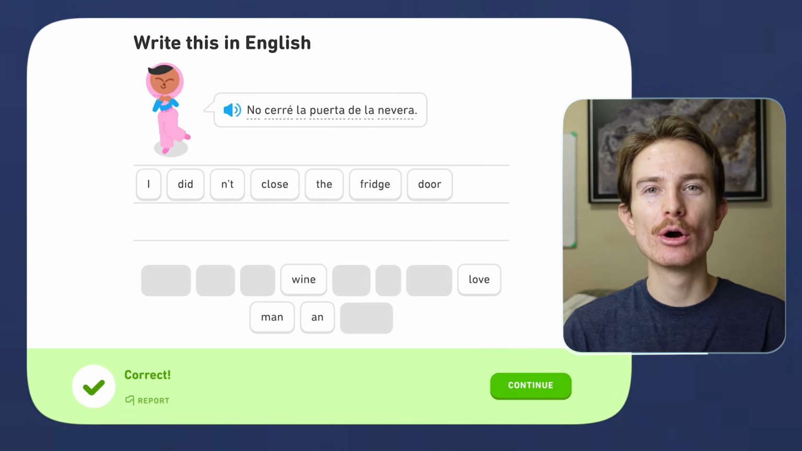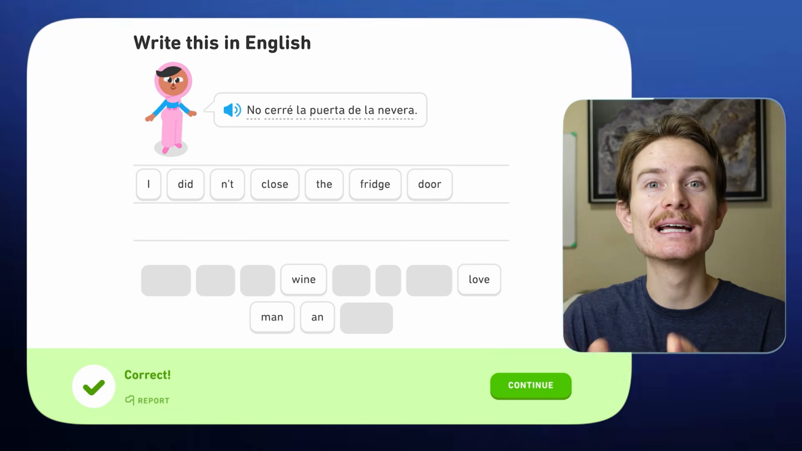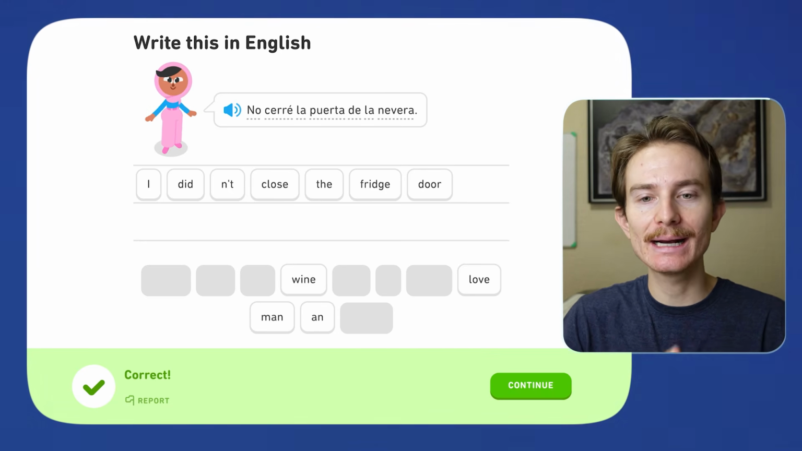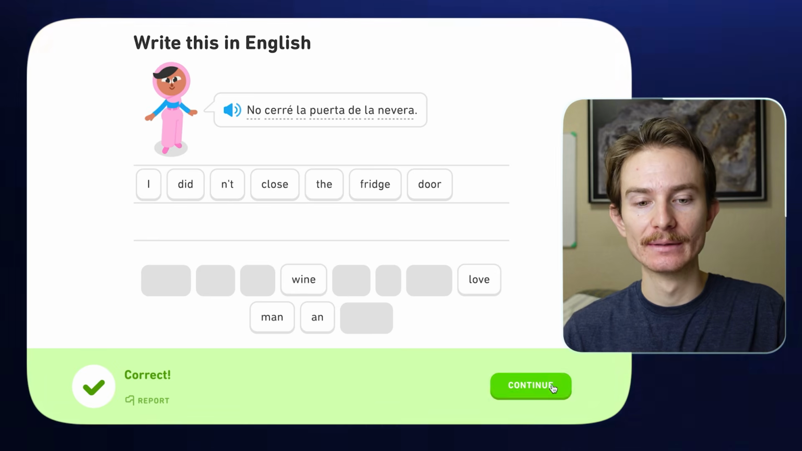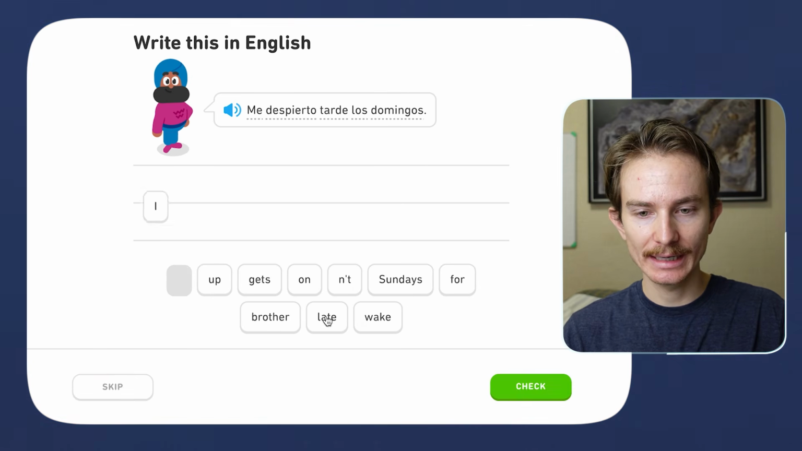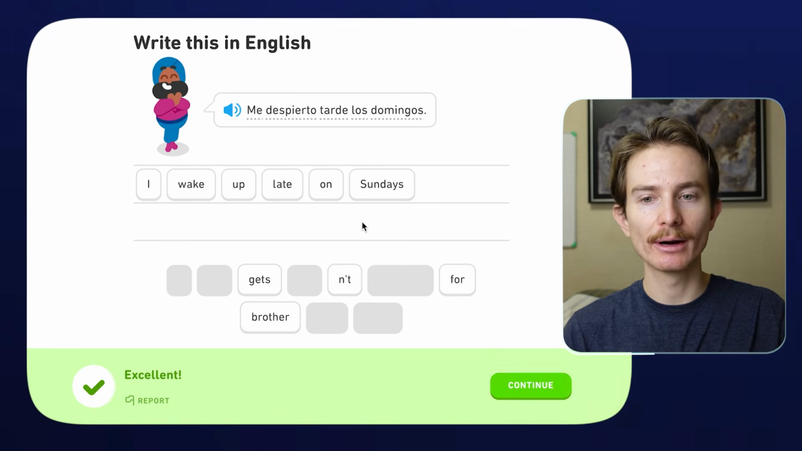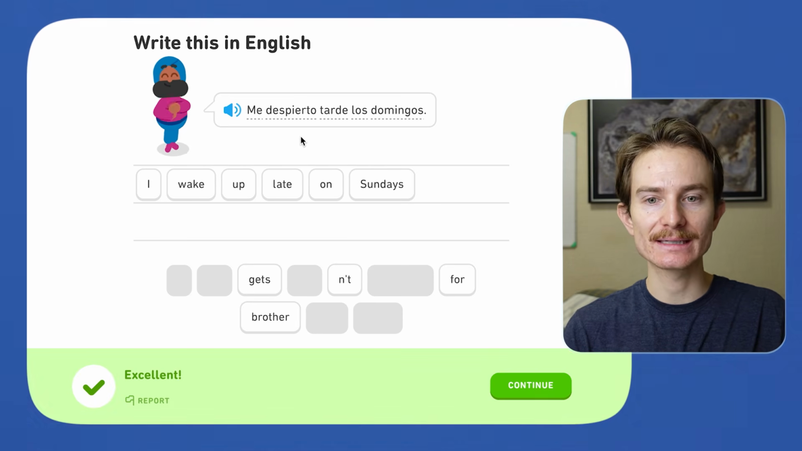And here in Mexico, it's more common that we'll use a word like refrigerador or el refri. I guess you could say la nevera, but I think that's more common in Spain. Me despierto tarde los domingos. Okay, so I wake up late on Sundays. All right, once again, we're seeing the reflexive despertarse there.